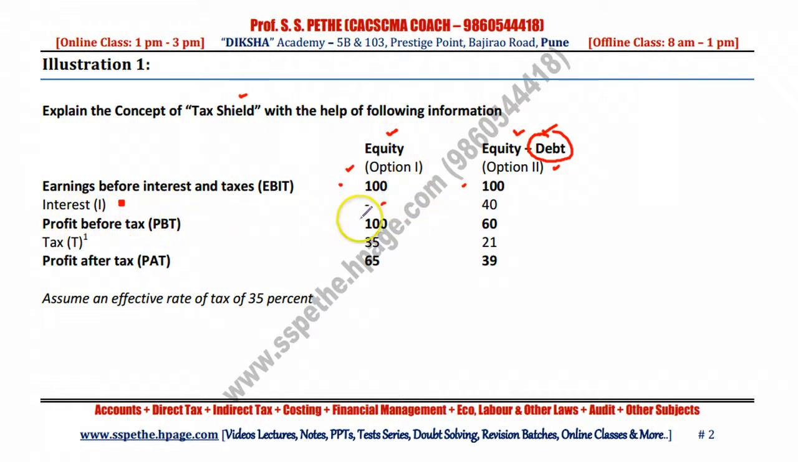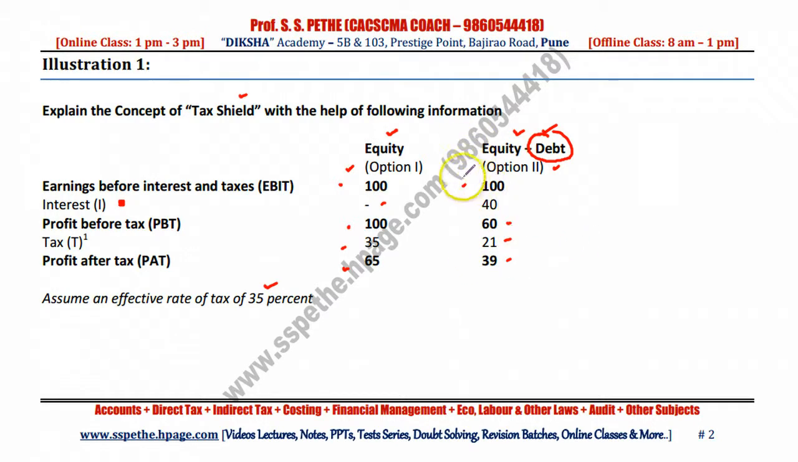Profit before tax is coming in option 1 100, but in option 2 the profit before tax is 60. The tax rate इन्होंने दे रखा है, tax rate है 35%. So 100 rupees profit before tax से 35 rupees का tax deduct हो जाएगा. Profit after tax आ रहा है 65. And in this case 60 का 35% tax 21 rupees and the profit after tax is coming 39.